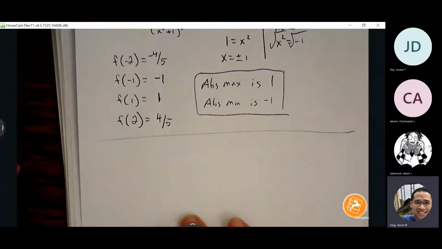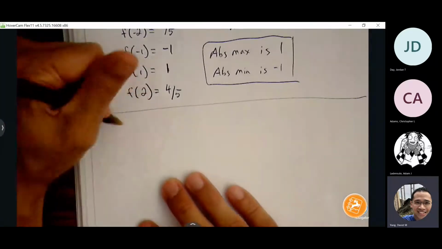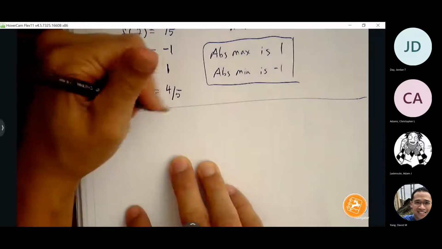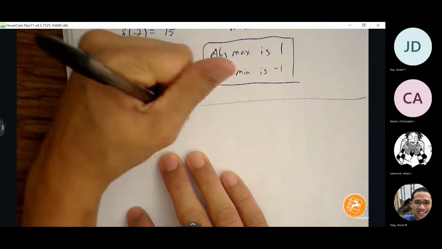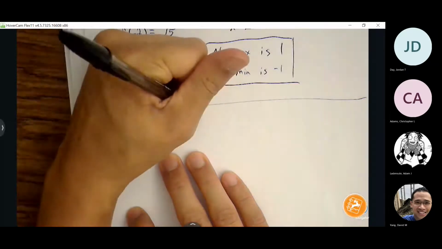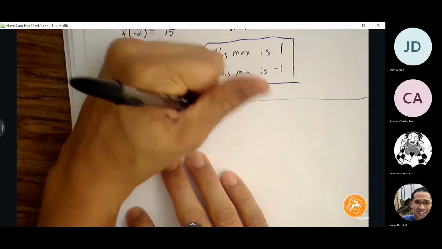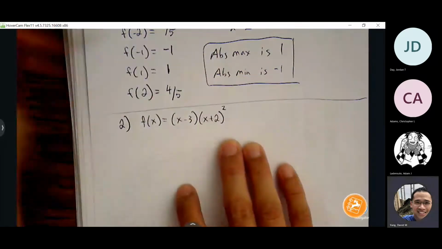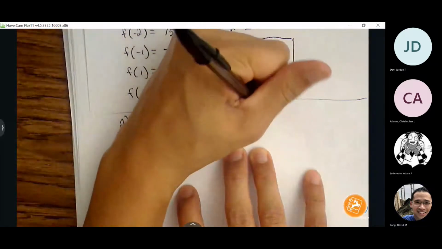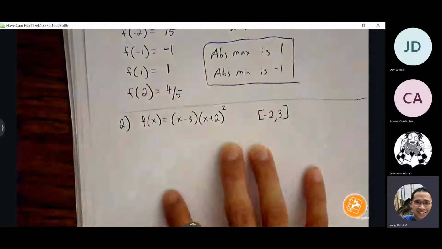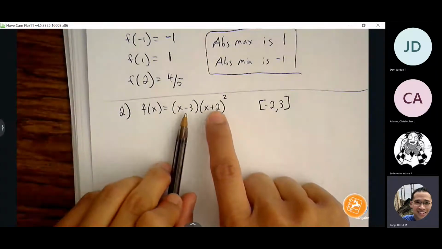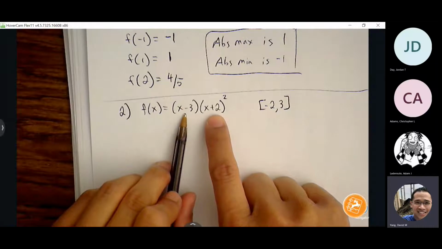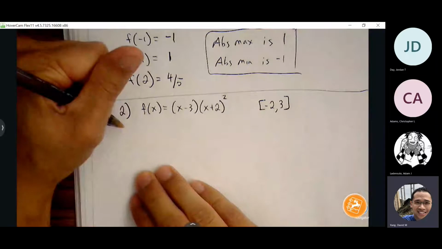Questions here? All right, number 2, Rolle's theorem. Okay, we know we're dealing with a polynomial here. No denominator in the variable. We know our first two conditions are good to go, but we have to state them.